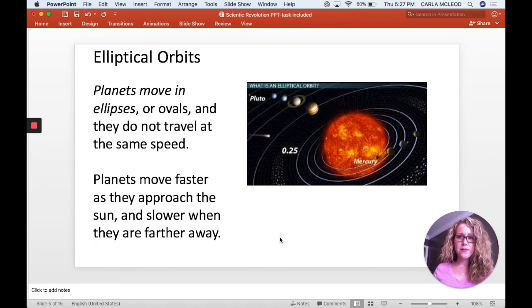Next we had the elliptical orbits. And the question asks for you to describe how planets move in ellipses or ovals. So planets move in ellipses or ovals, and they do not travel at the same speed. Planets move much faster as they approach the sun and slower when they are farther away. And once again, you could have gotten this information from the lesson last week out of the text provided by Ms. Cox.